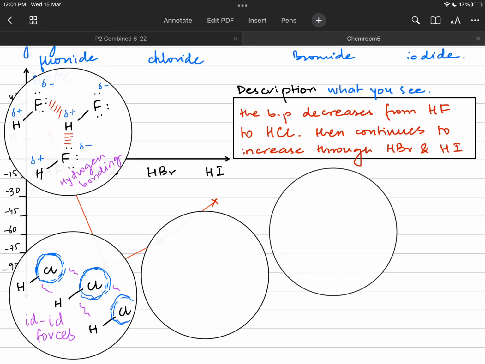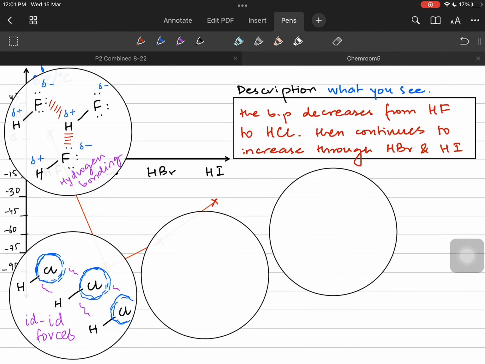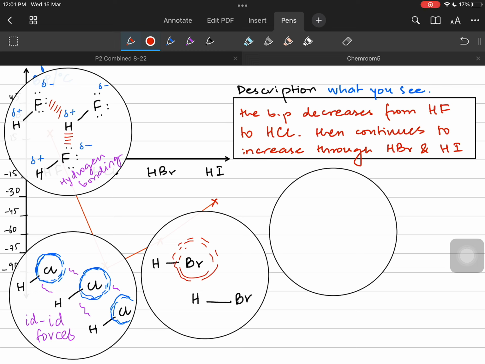When we talk about HBr or HI, the H atom is common. But what is important? The HBr molecules, as you can see, have bromine atoms which have more electrons and more shells. So there are more total electrons than in the HCl molecule. Because of more total electrons, you will have stronger ID forces.